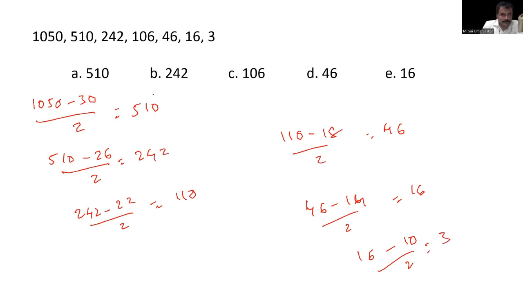So what happened? 510 is there, 242 is there, and next 46 is there, 16 is there, 3 is there. 106 does not exist here. Suppose 110 is there, that is the correct answer. Correct? 106. So what is the wrong number? Option C is the wrong number in that sequence.